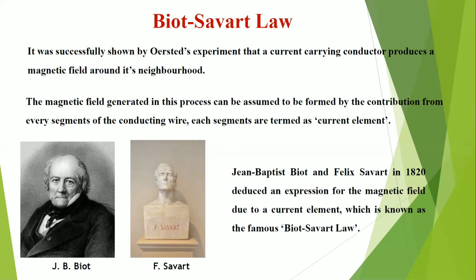current carrying conductor. For understanding how a magnetic field is generated, first of all, we have to know about what is called current element. The magnetic field generated in this process can be assumed to be formed by the contribution from every segment of the conducting wire, and each segment is termed a current element.